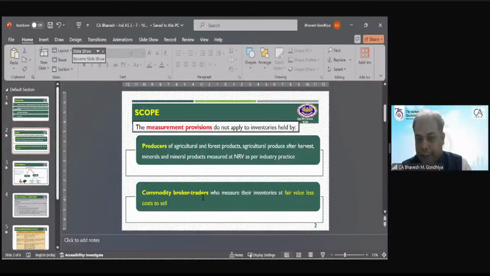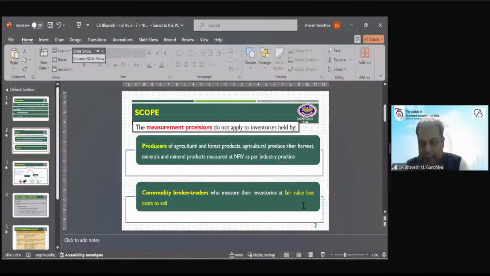We have a commodity broker or a trader who measures their inventory, they are supposed to measure it at fair value less cost to sell. So the applicability of cost or market value would not arise for those commodity brokers or traders. But one more thing I will tell you, this is just an exception to the measurement provision that you are supposed to follow for the valuation of those securities held by the commodity broker or share traders. Other than that, the disclosure provisions and everything are followed in line with Ind AS 2 only.